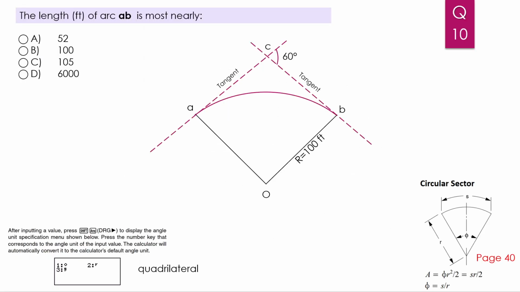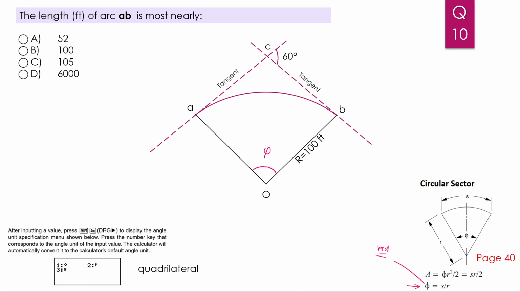The length in foot for the arc AB is most nearly. If you go to the circular sector in the math part, page 40, you will find that the length of the arc can be generated from this equation: phi equal S divided by R. But you need to pay attention that phi should be in radian. So for us, this is phi.